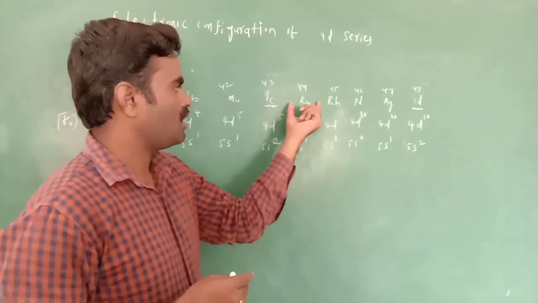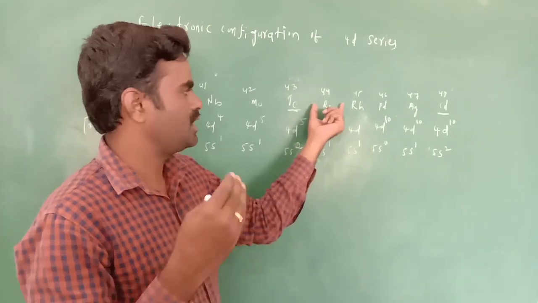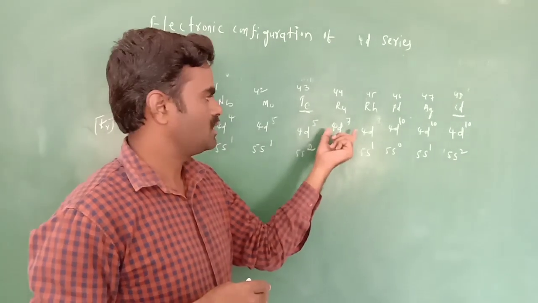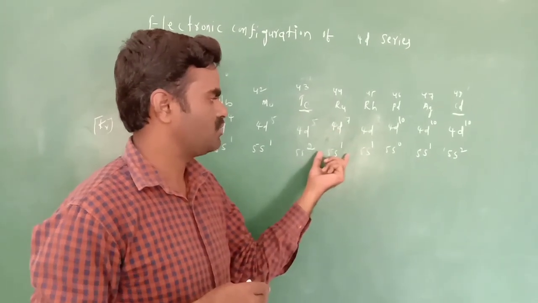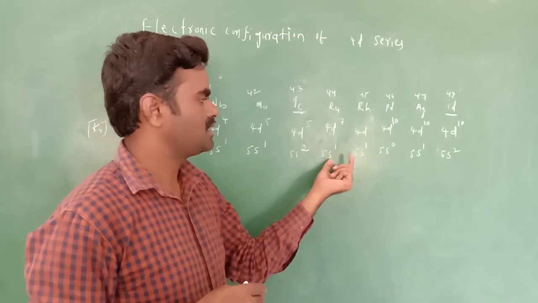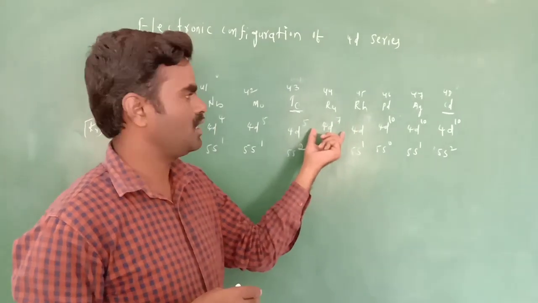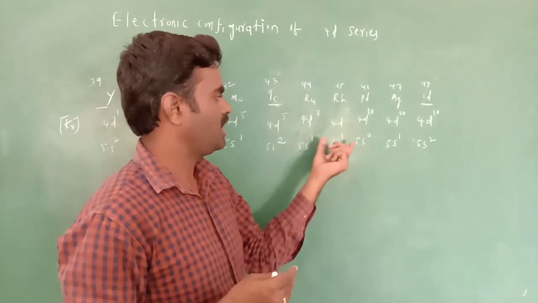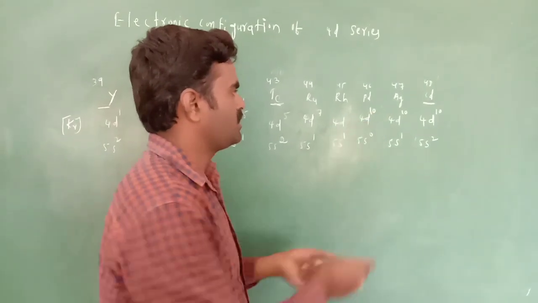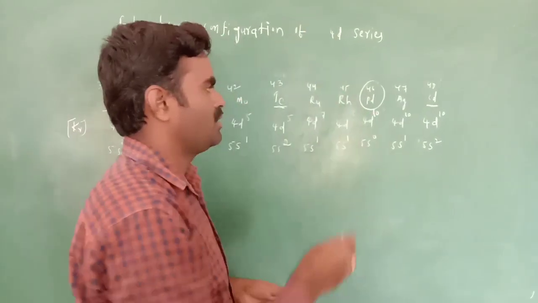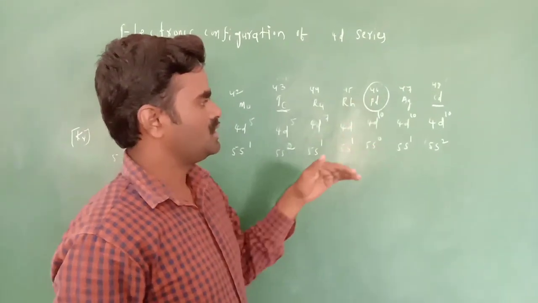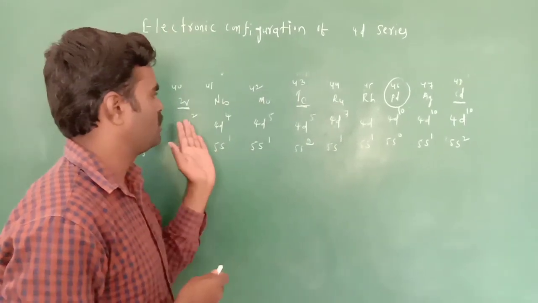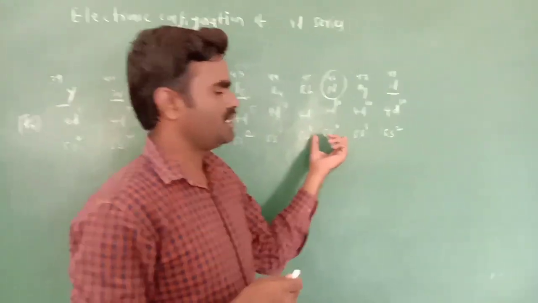Coming to ruthenium, it follows an exceptional electron configuration again, like molybdenum. Ruthenium is 4d7 and 5s1. The s electron is transferred to the d orbital system. Rhodium also follows the same order, 4d8 and 5s1. Palladium is quite different from these elements. Palladium follows a different electron configuration compared to ruthenium, rhodium, molybdenum and niobium, that is 4d10 and 5s0.